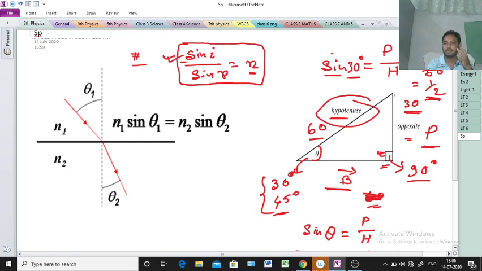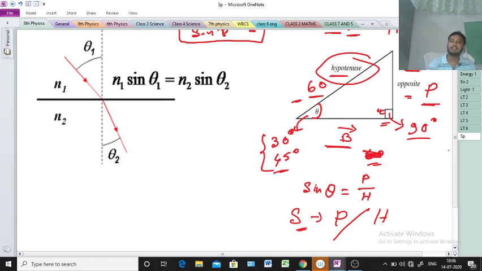Just consider the value of the perpendicular is 30 centimeter. Again, the value of the hypotenuse is 60 centimeter. Then sine theta equal to 30 by 60. That means 1 by 2. Clear? Just tell me. I hope it is clear.